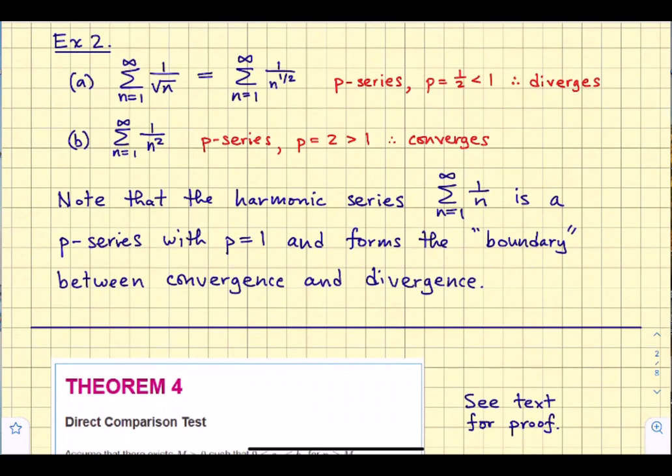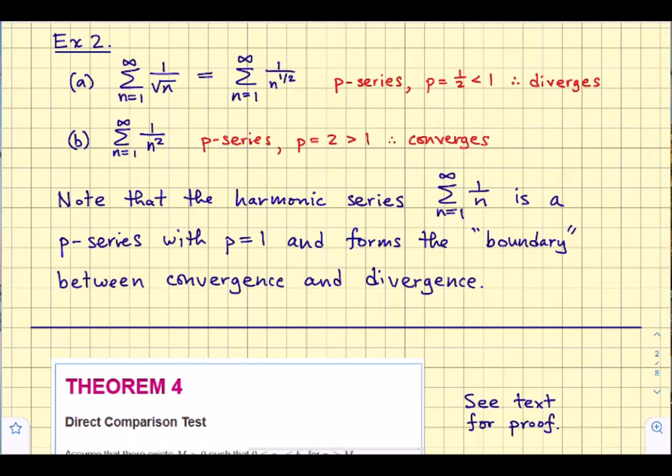If you had the sum from n equals 1 to infinity of 1 over the square root of n, and you just want to know the convergence or divergence here, you can rewrite this as the sum from n equals 1 to infinity of 1 over n to the 1/2. We spot this as a p-series with p equals 1/2, which is less than 1, so this series diverges.